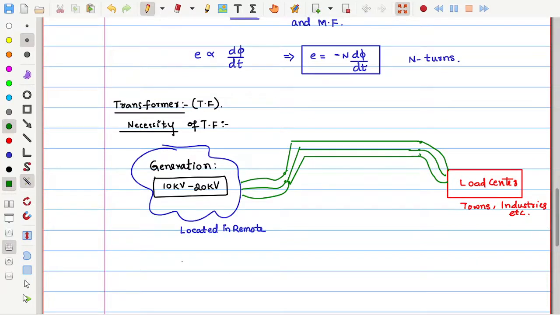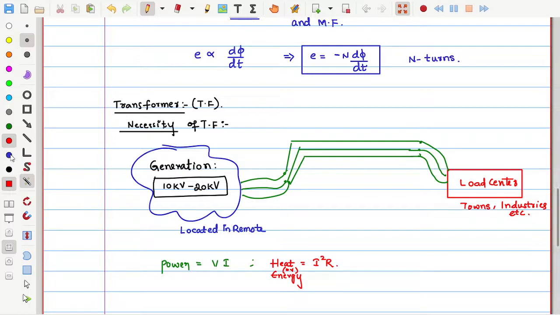The first point is that you should understand how much power is generated by this generating station. The power is usually the product of voltage and current. Another concept is heat, or energy, which we can write as I square into R.